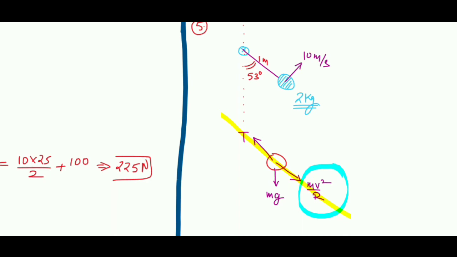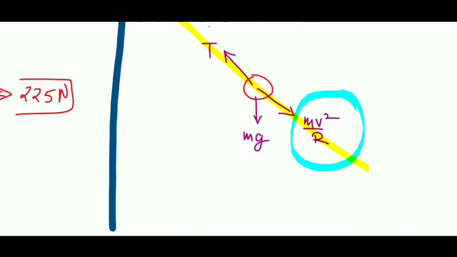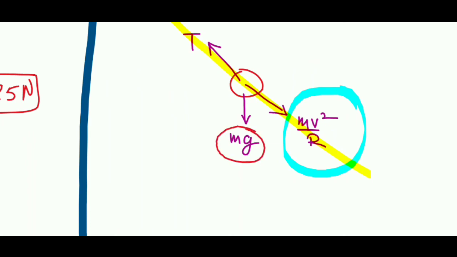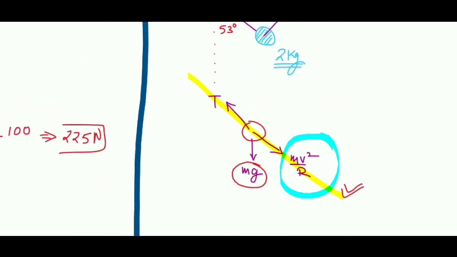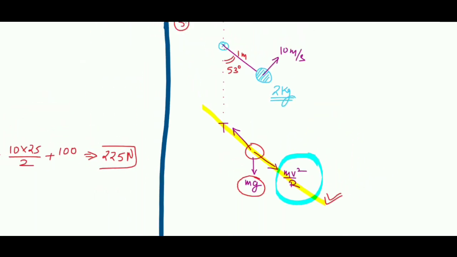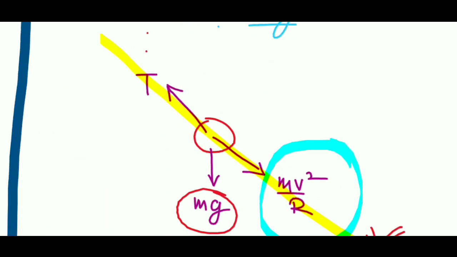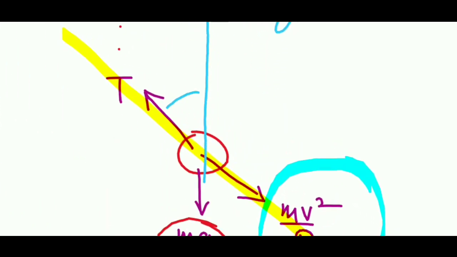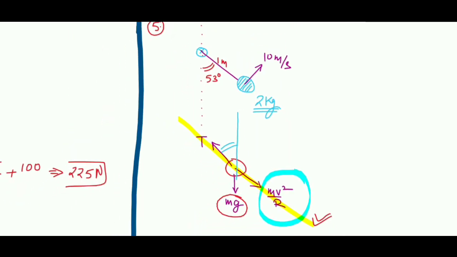Please underline this point. What I will do is break this mg into two components. One will be along the center and one will be tangential to the circle. Let us mark the angles as well. This is my tension. This angle will be 53 degree.